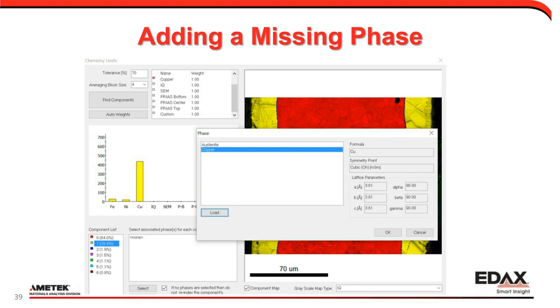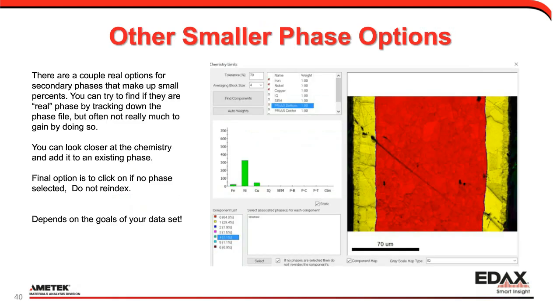So with that, let's go ahead and go to the next step here. Now I've added this phase. I've added the copper phase. I can see that, and I go ahead and add it. And I go ahead and now have those two phases.